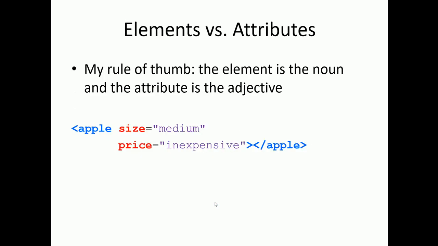Elements versus attributes. My rule of thumb is that the element is the noun and the attribute is the adjective. So if my element name is apple, then I think of apple as being the noun, and I think of the attributes as being the adjectives. Apple has a size, in this case it's medium. It has a price, in this case it's inexpensive.